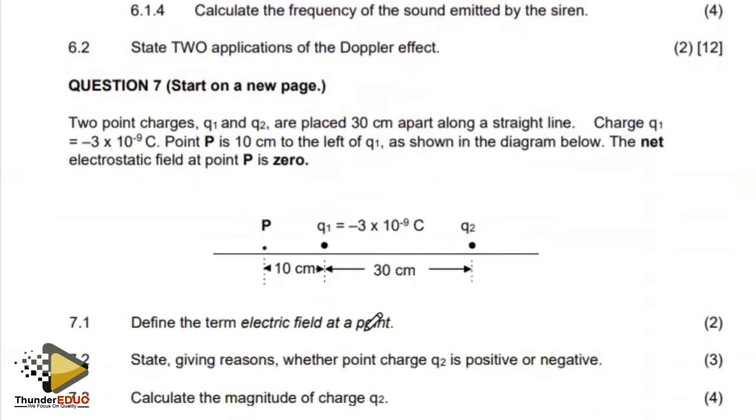And then 6 point, next, they want us to take the speed of air to be 340 and then calculate the frequency of the sound emitted by the siren.